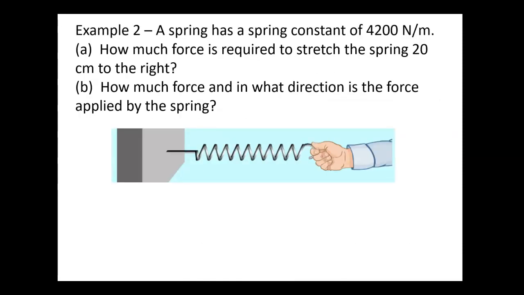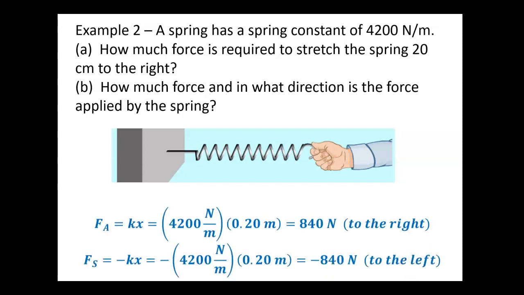So in this example, they're asking us, first of all, how much force would be required to stretch the spring 20 centimeters to the right. Well, here we're looking for the force that has to be applied to the spring. And so that is the applied force. So it would be k delta x, which would be the spring constant 4200 times 0.2. So someone would have to apply 840 newtons of force, pulling it toward the right in order to stretch the spring 20 centimeters to the right.